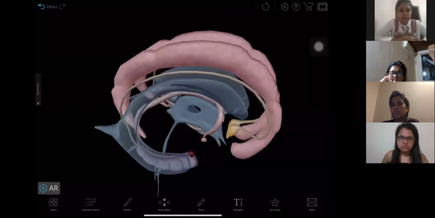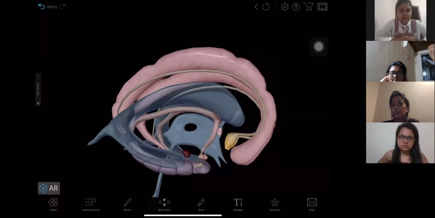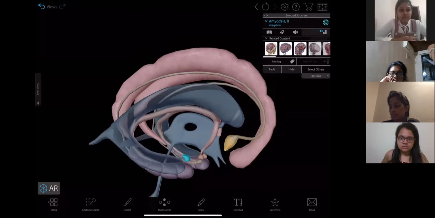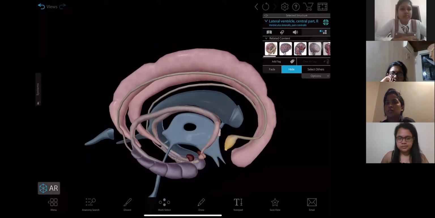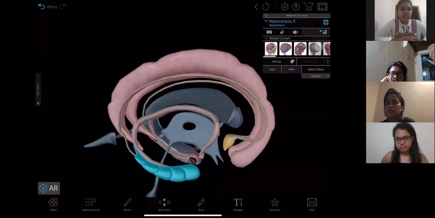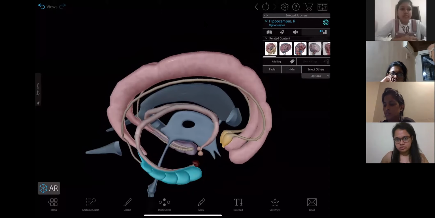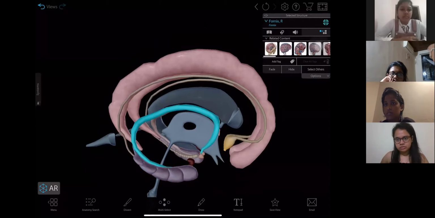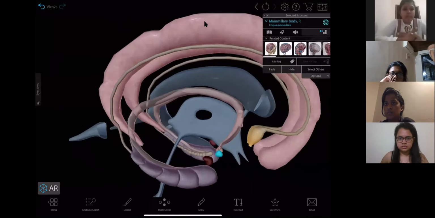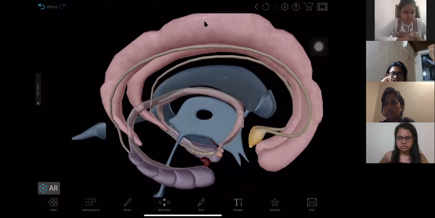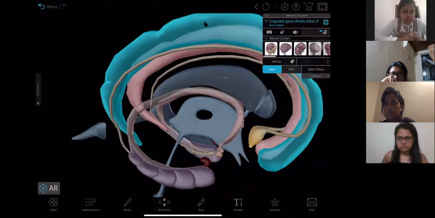Okay, so let me show you the fornix first. Here is the amygdala. I'm going to remove the lateral ventricles. Here's the amygdala. Here's the hippocampus. And from that, there's a tiny structure called the fornix. It goes to the mammillary bodies. And from the mammillary bodies, it goes to the thalamus. And from the thalamus, it gives branches to the cingulate gyrus.